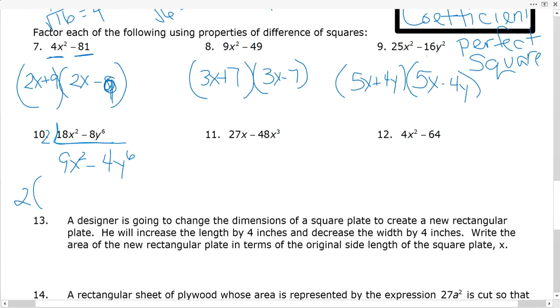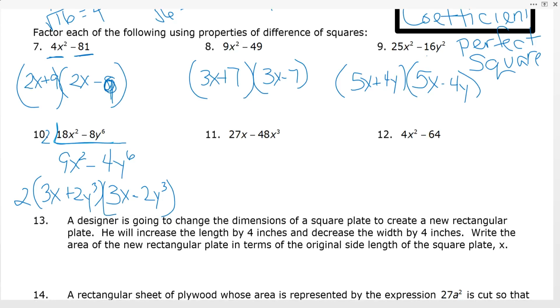The square root of 9x squared is 3x and 3x. And the square root of 4y to the 6th is going to be 2y to the 3rd. Remember, when I take a square root of an exponent, it's just cutting it in half. So I have plus 2y to the 3rd minus 2y to the 3rd. And there you go. Boy, that took a long time.